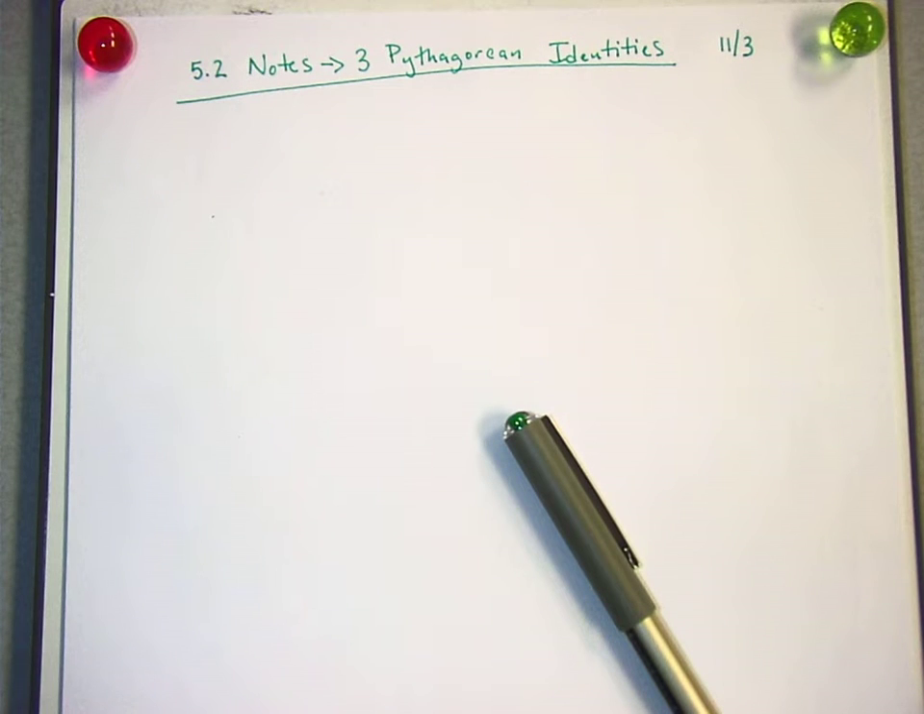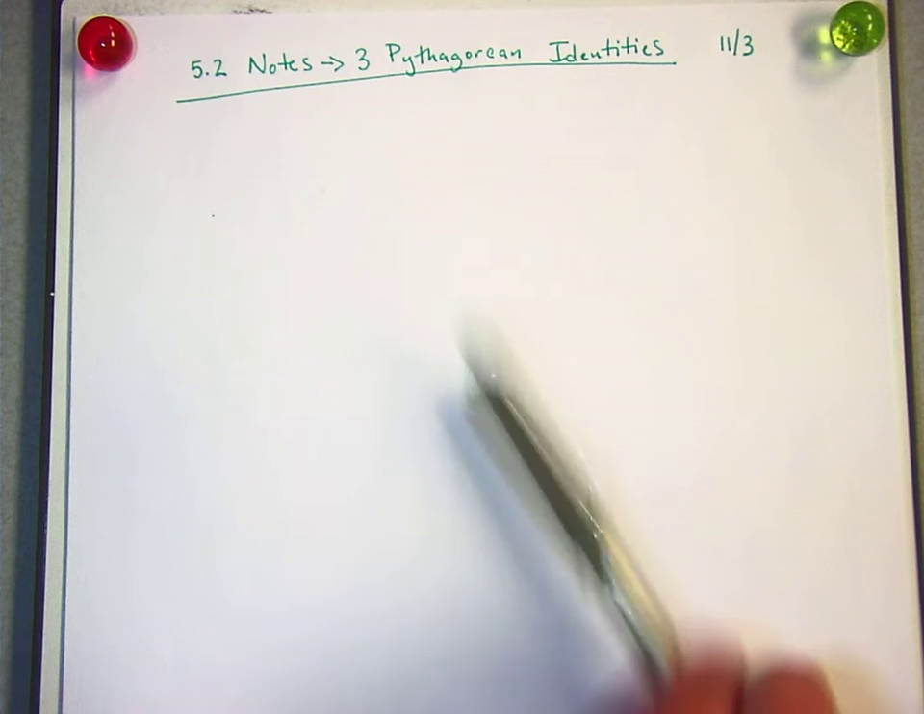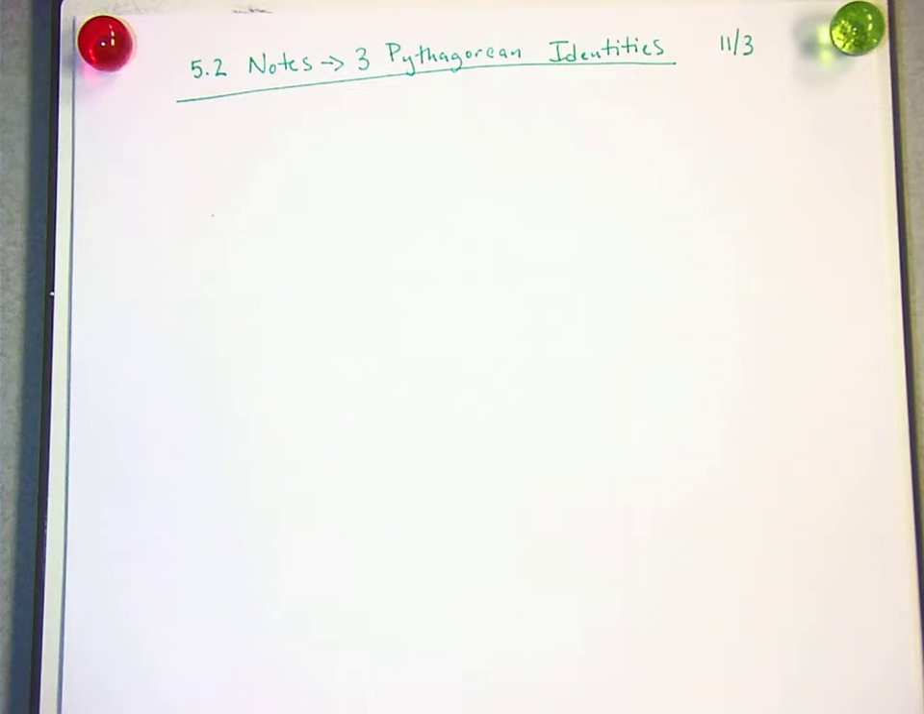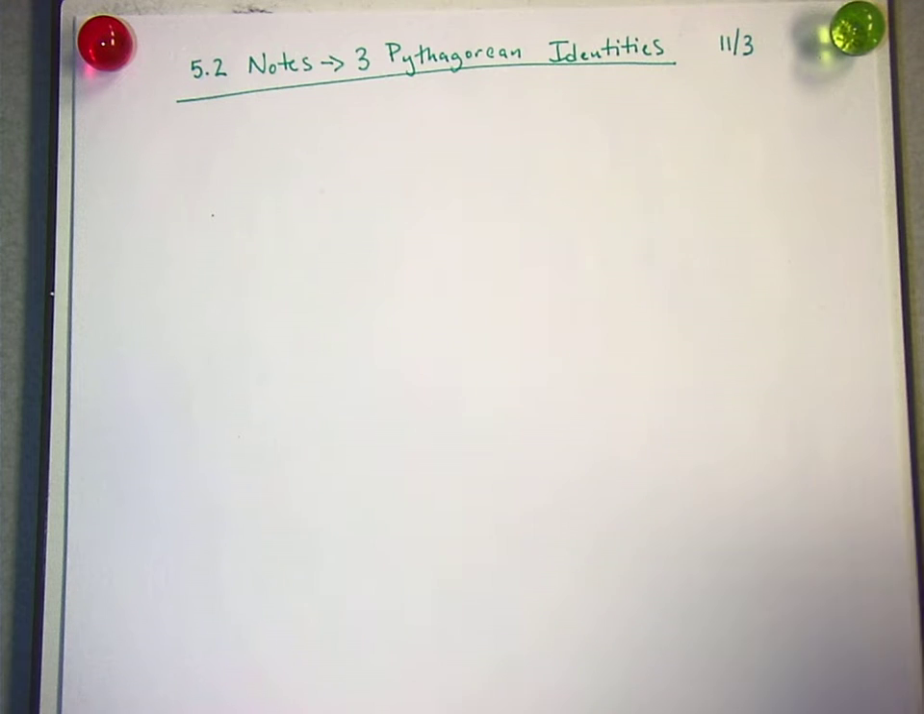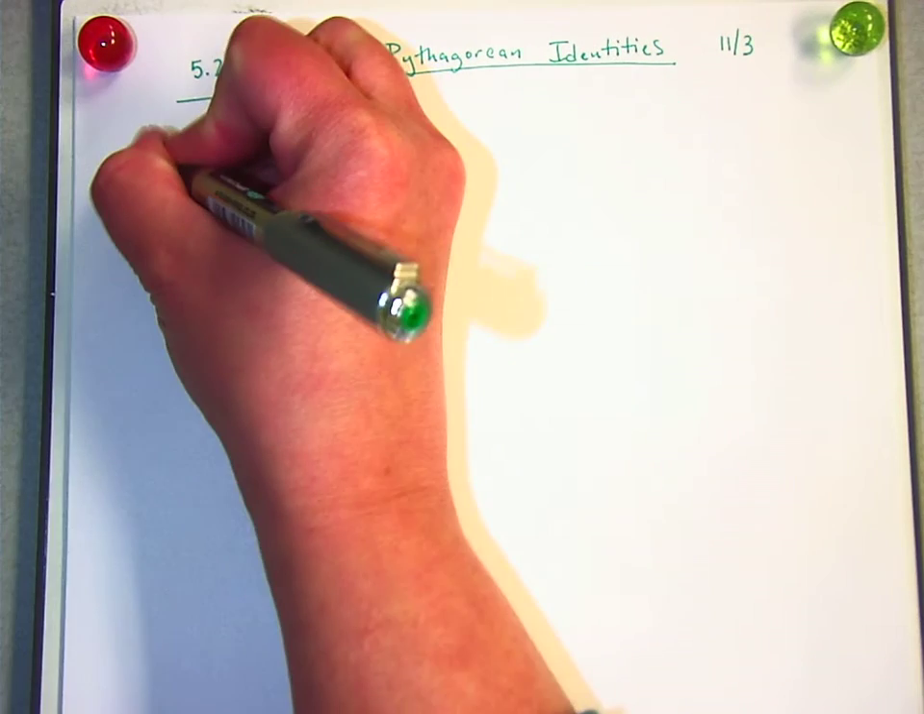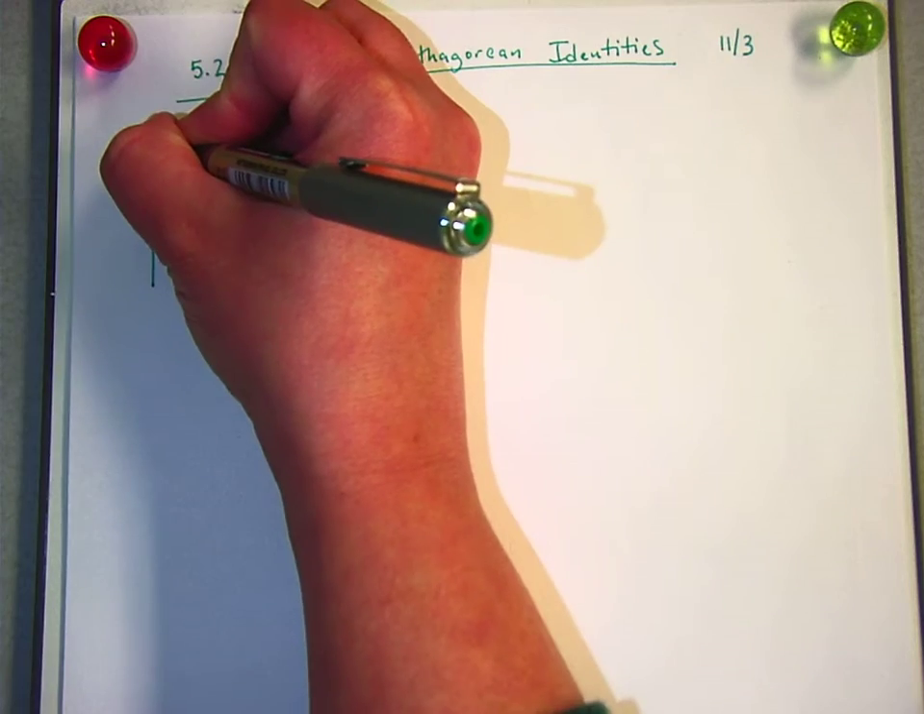Okay. So today we're going to talk about the Pythagorean identities. There are three of them. This is going to be one of the first things that goes on the back of your unit circle. So what we're going to do right now is we're going to kind of prove them.